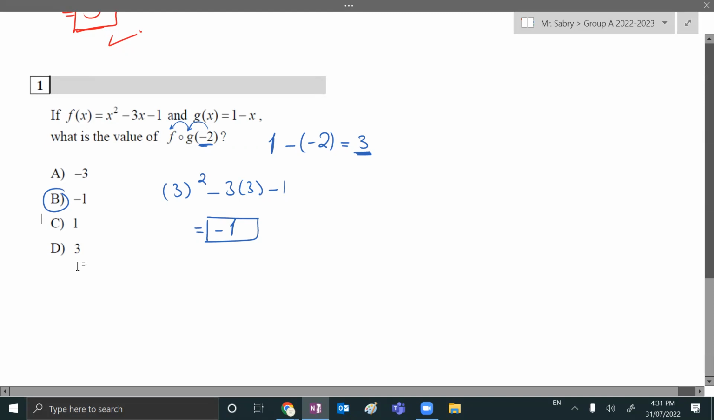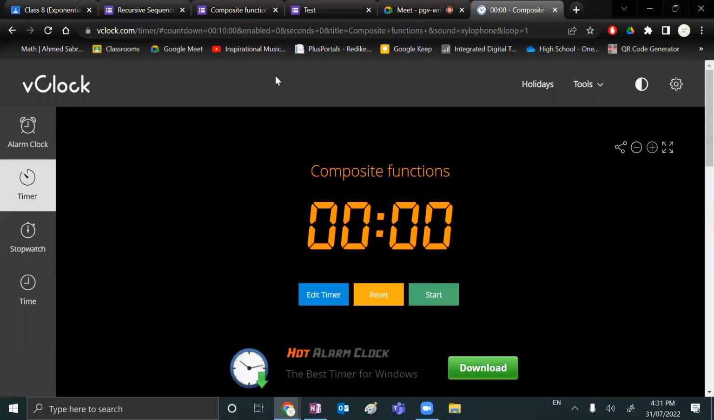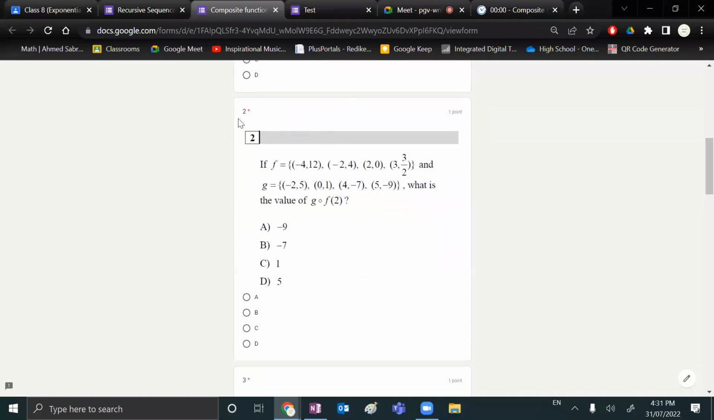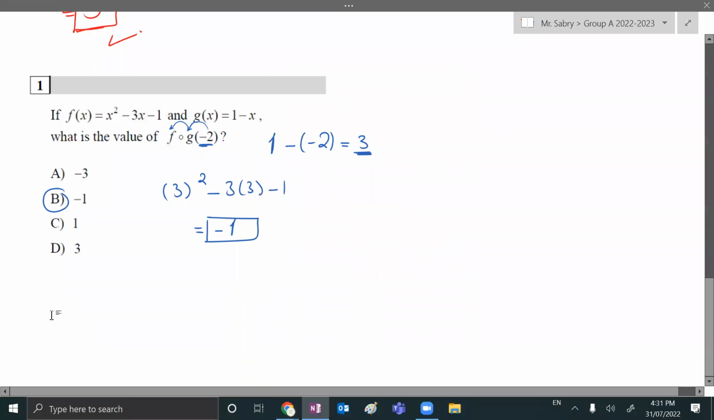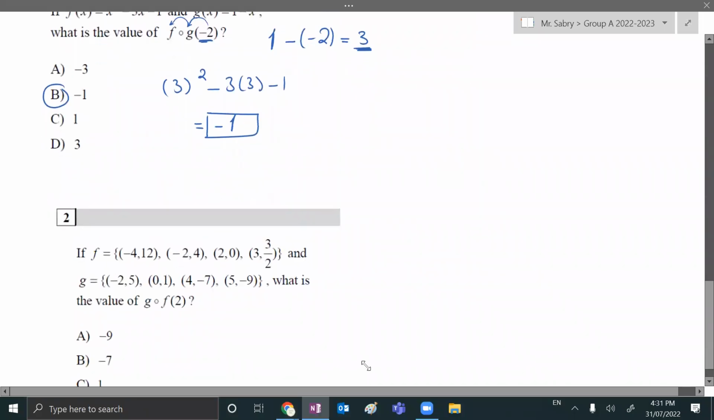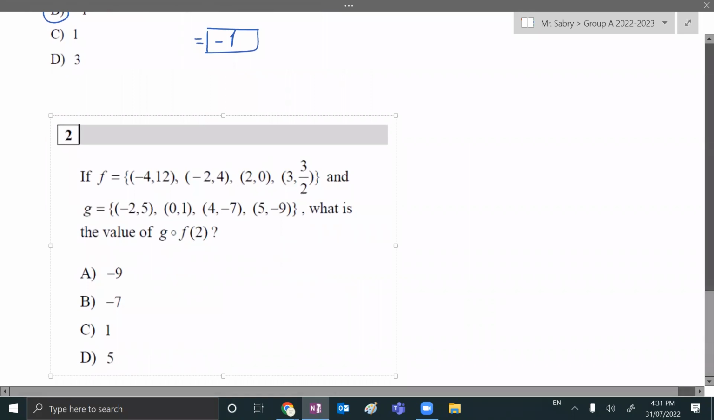Second one. Same concept, but now you're given those in points, just like the one we practiced earlier. They want G of F of 2. So I'll find the 2, I'll take it inside the F. So I'll go for F. I check, when x was 2, what was the answer? 0. So now it's 0 inside the G. So I'll go for the G. When x was 0, what was the answer? 1. So the answer is C.